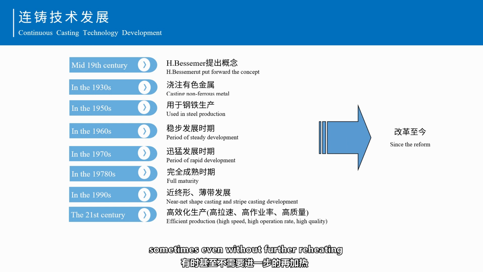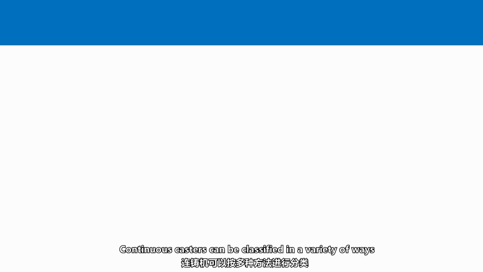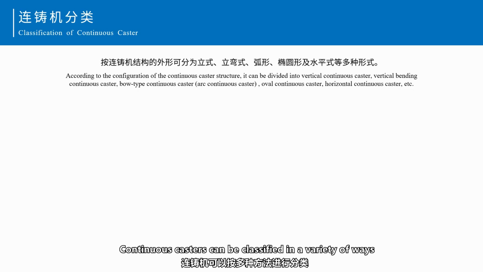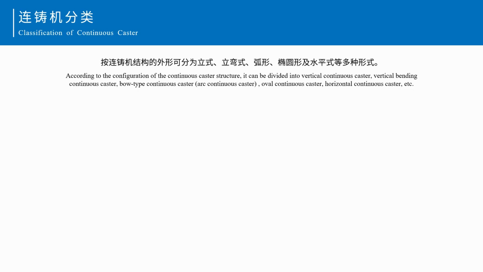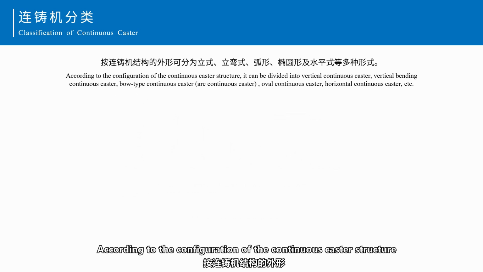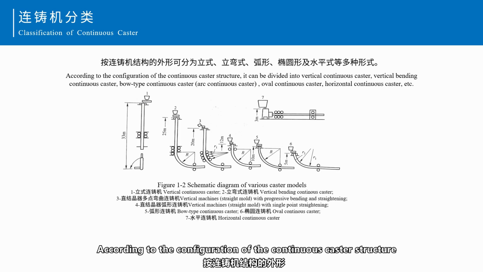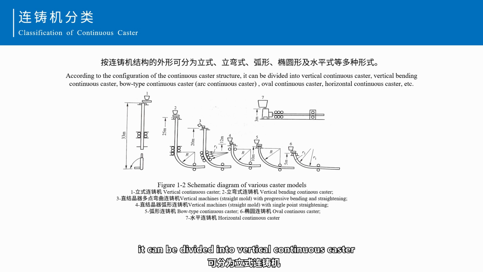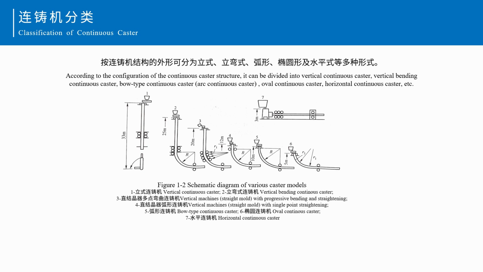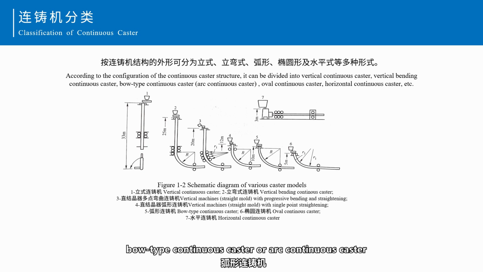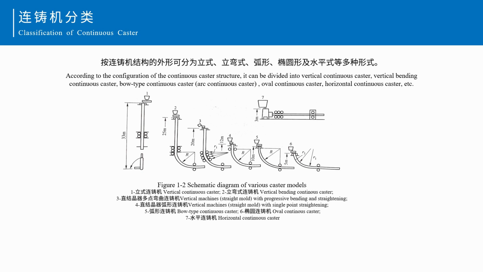without further reheating. Continuous casters can be classified in a variety of ways. According to the configuration of the continuous caster structure, it can be divided into vertical continuous caster, vertical bending continuous caster, bow-type continuous caster, or arc continuous caster, oval continuous caster, horizontal continuous caster, etc.